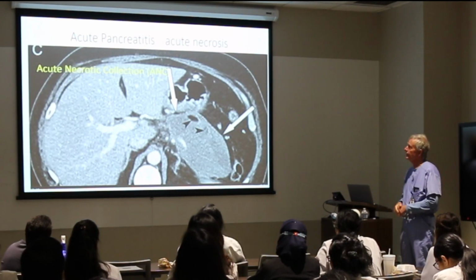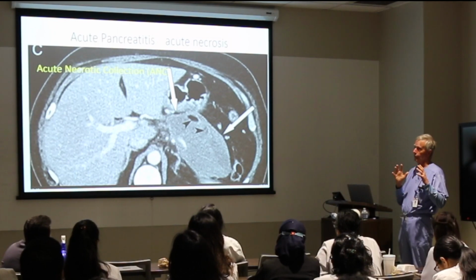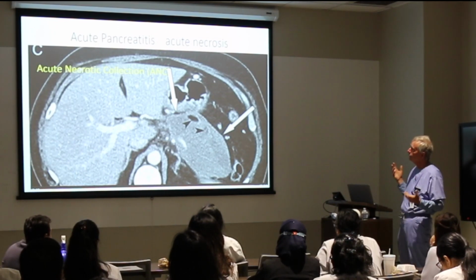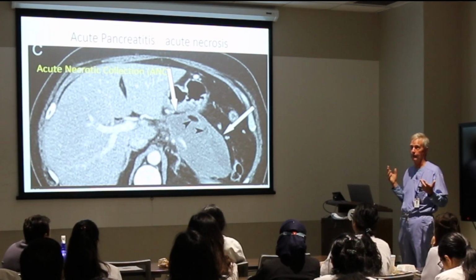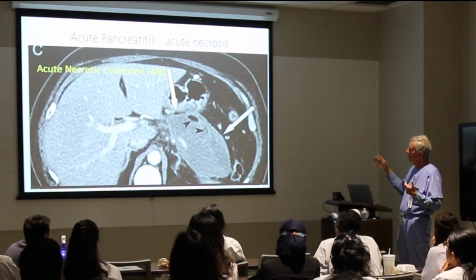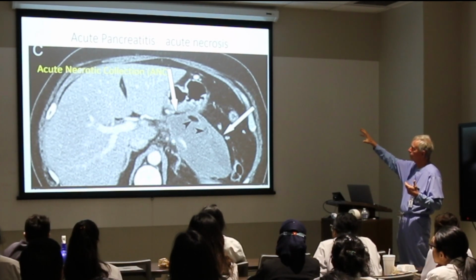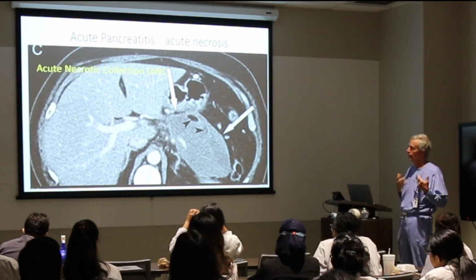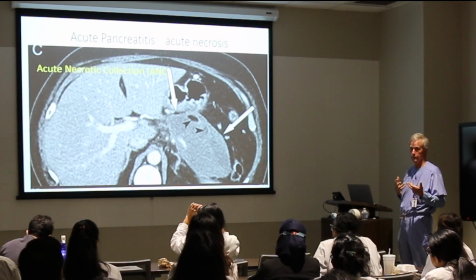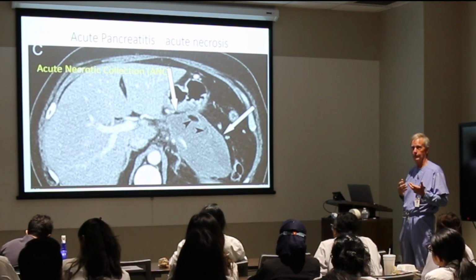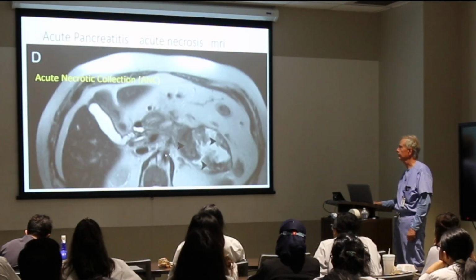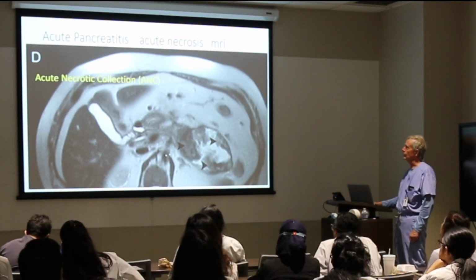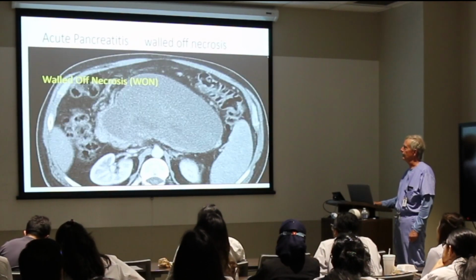All right, this is back to acute necrotic event, and you see that there's no pancreas, it's gone. You can't see it anywhere. And all you see is this homogeneous mess over here with the air area. This is acute necrosis. Not good. And this is a blurry MRI.